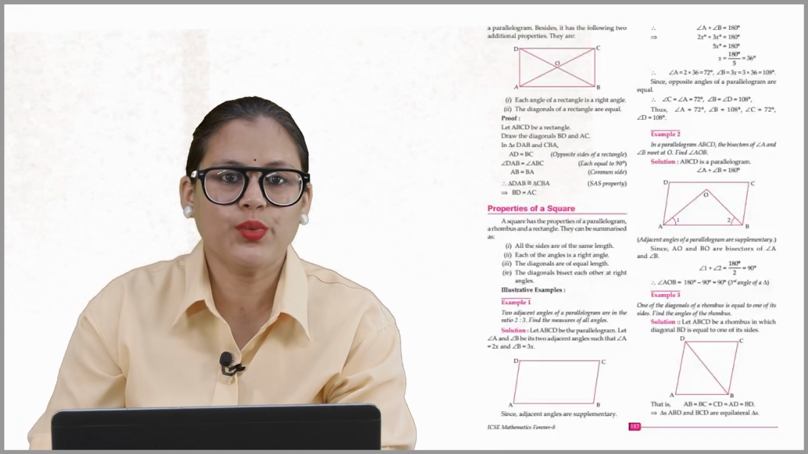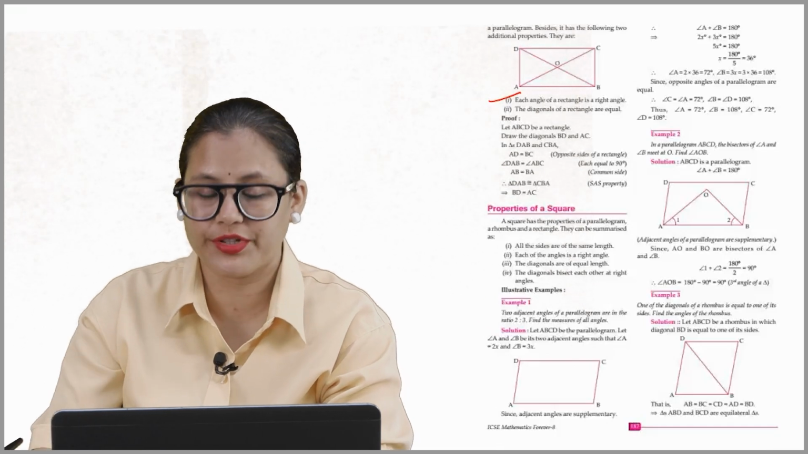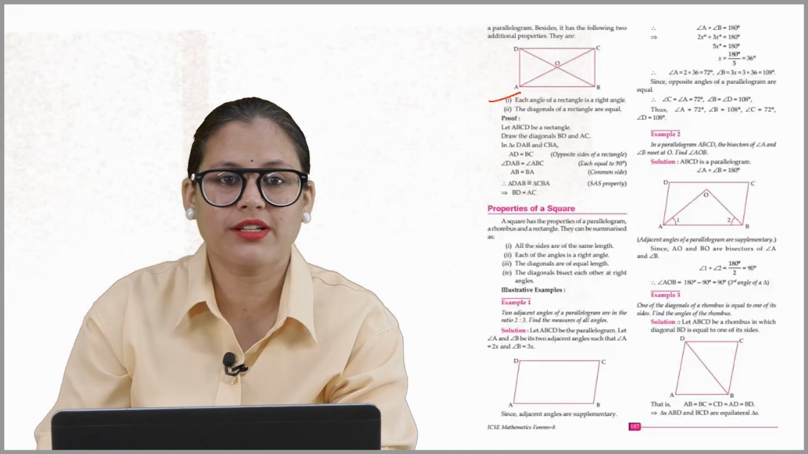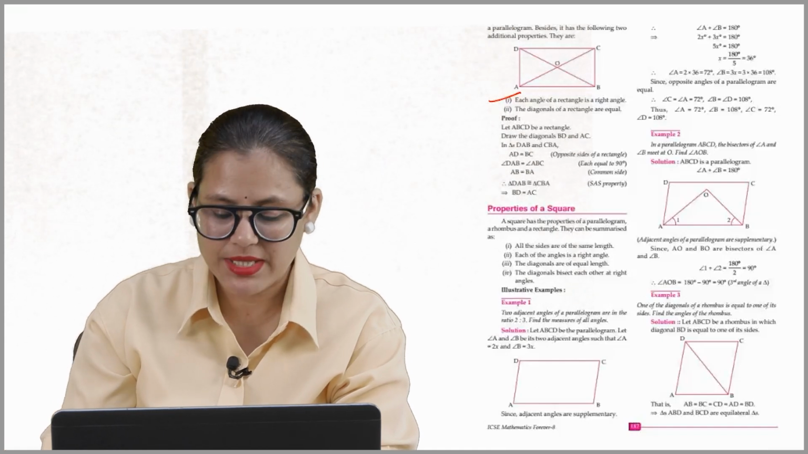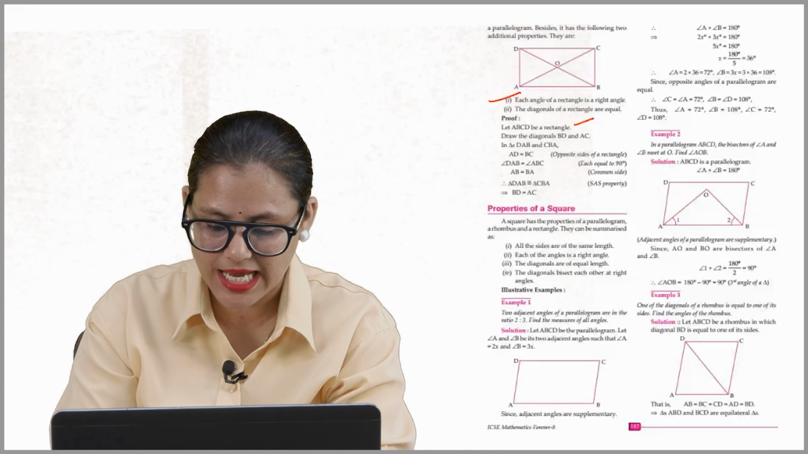Besides, it has the following two additional properties. They are, number 1, each angle of a rectangle is a right angle. 2, the diagonals of a rectangle are equal. Proof. Let ABCD be a rectangle. Draw the diagonals BD and AC.